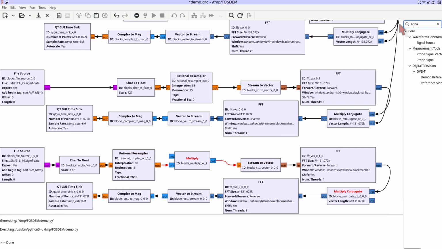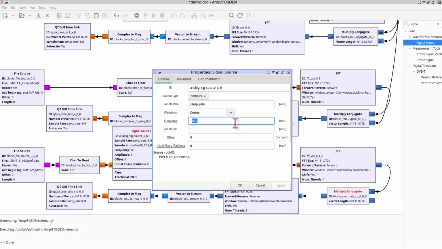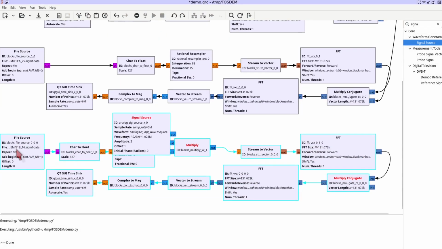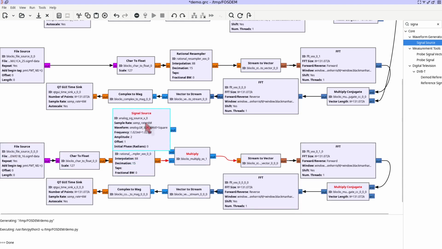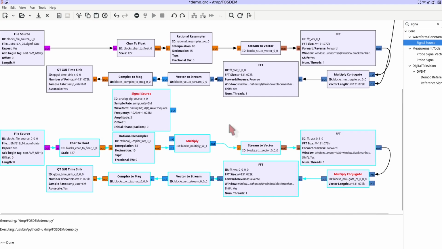So we take a signal over here. This signal source is at 123 megahertz, sampled at 6 megasamples per second. It's a square wave with an amplitude of 2 and an offset of 1, so that we go from +1 to -1. We're going to rearrange a little bit all these processing blocks so that we can make a difference between them. And finally, we can connect all these blocks together.